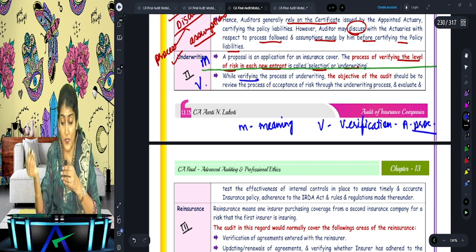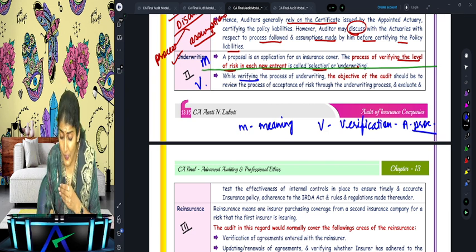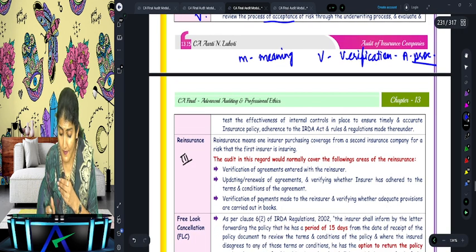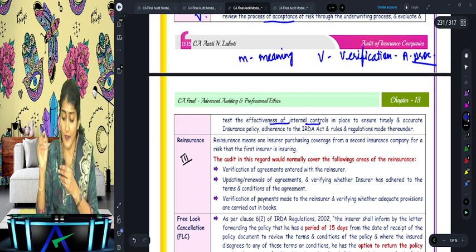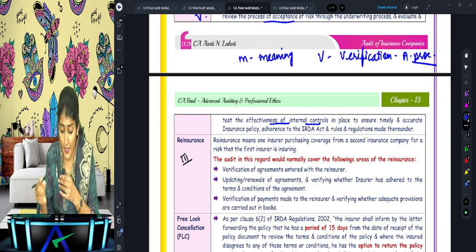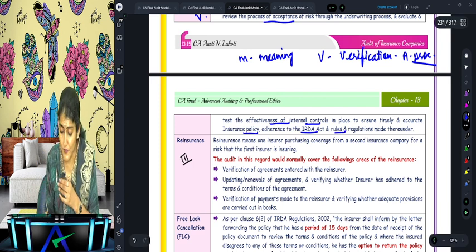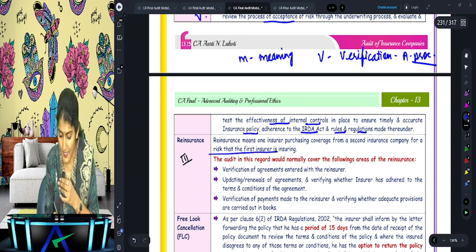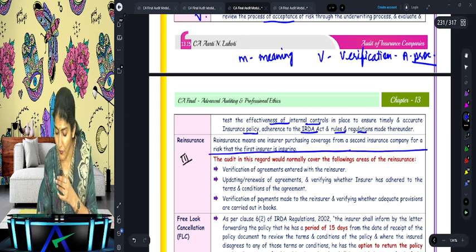So what is the objective of the auditor? To review the process of acceptance of the risk through the underwriting process and test the effectiveness of the internal control to ensure timely and accurate insurance policy adherence to the IRDA Act and the regulations. Right. If you look at the next heading also, what is the first part over there?